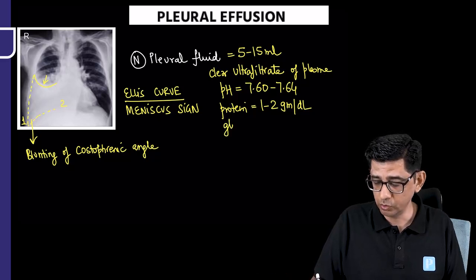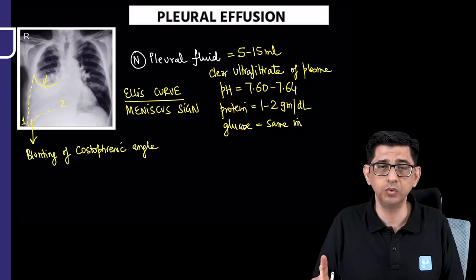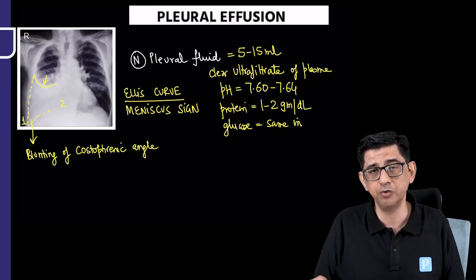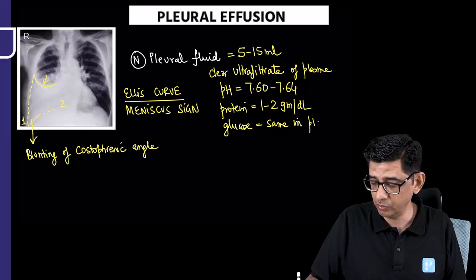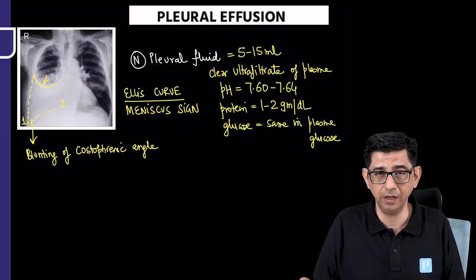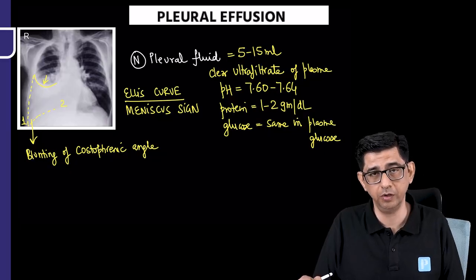Now, as far as glucose values are concerned, this is going to be the same as that in the blood. Unlike in the CSF, if you go through the CNS section, I've told you the CSF sugar is 2/3 of the blood sugar. But when it comes to pleural fluid, the glucose is the same as that of the plasma glucose. The importance of knowing this is once again that if you are getting pleural fluid sugar to be lesser, that again signifies an inflammatory cause.